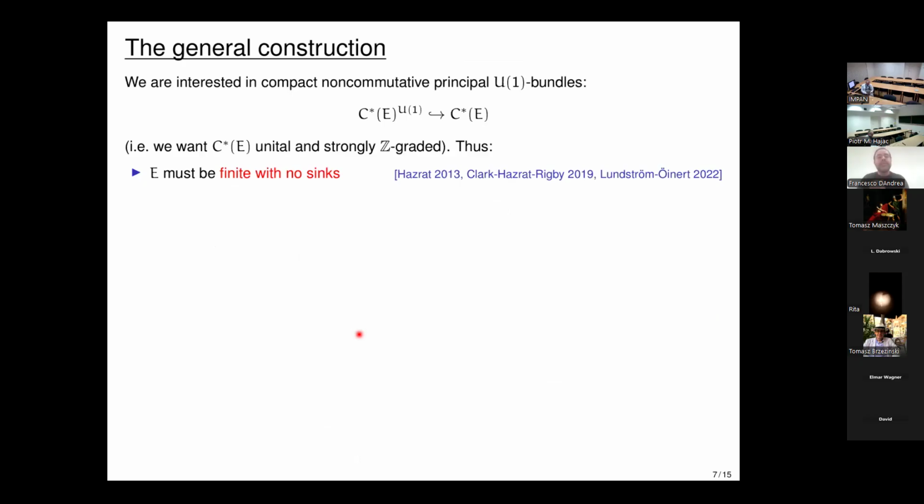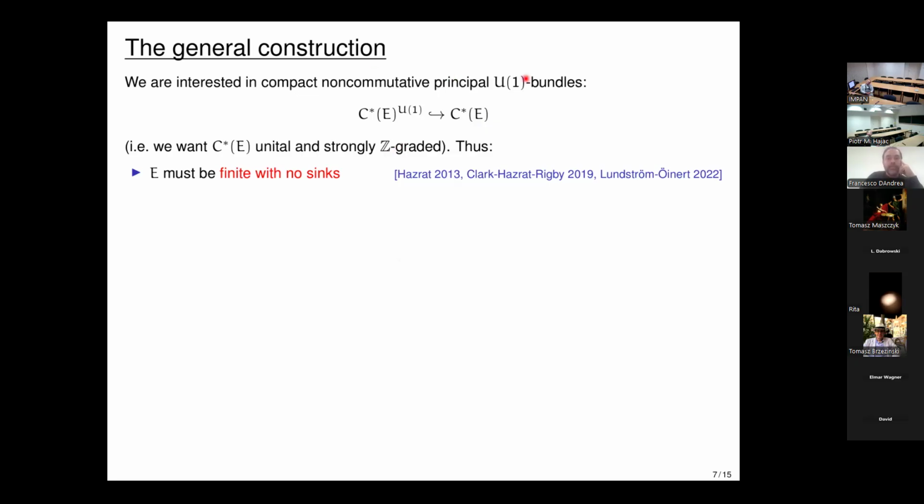So the idea now is the following. We are interested in non-commutative principal U(1)-bundles, compact non-commutative principal U(1)-bundles, which means extensions of this form. We have a graph C*-algebra C*(E), and this is the total space of the bundle, and the base space is described by the core of this graph C*-algebra.